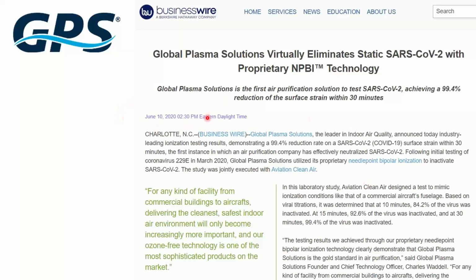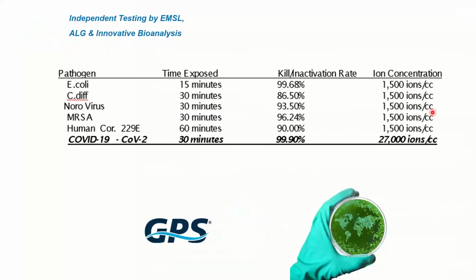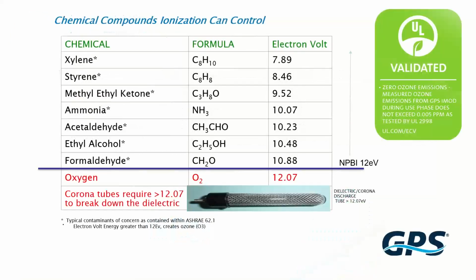So they were able to get their stuff shown to inactivate SARS-CoV-2 really quickly at a 99.4% rate, which is fantastic. I think the original testing was actually 99.4, and some of the more recent testing was 99.9. To me, that's the same number, but nonetheless. And obviously, it's been tested for all kinds of other germs as well. So we got that going on.